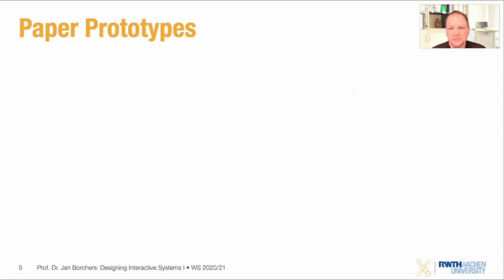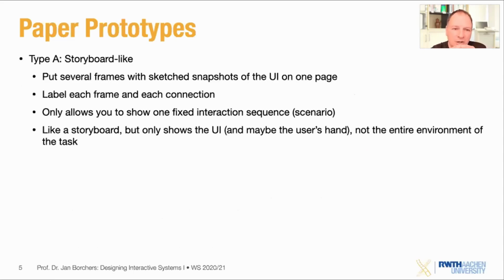The first kind is still like a storyboard, but it's zoomed in on the UI. So basically just a couple frames that you put next to each other that each show a sketched snapshot of the UI all on one page, right? And you label each frame, you label why you move from frame A to frame B, you explain why the transition is there. And then you can basically take this and explain to the user, if you talk them through the paper prototype, look, this is what happens in a typical sequence. But of course, it's only one sequence, right?